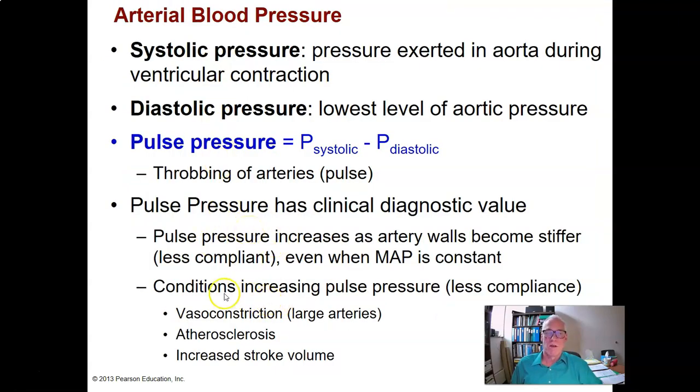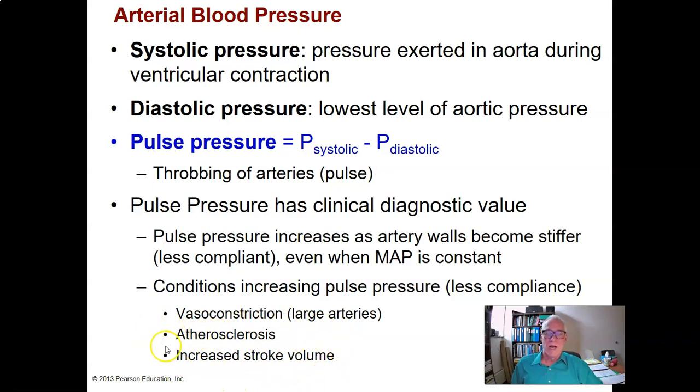What could make the wall more stiff? Well, contracting the smooth muscle. If the person is very vasoconstricted, we can just take a look at the pulse pressure and make a guess about that. It makes the pulse pressure high. Atherosclerosis, vascular disease. The harder the arteries get, the more diseased they become, the stiffer they get, the higher the pulse pressure.